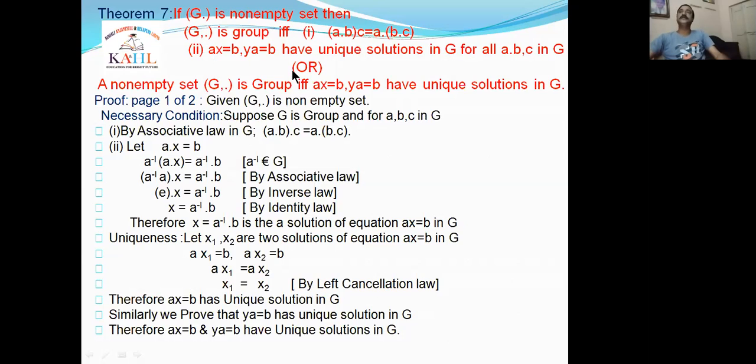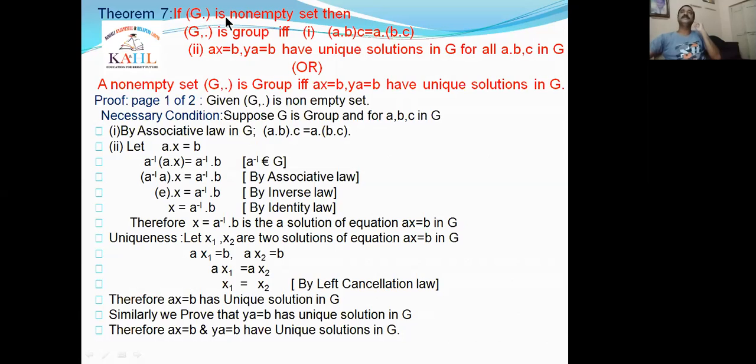Now we are writing it in another form. This question may be asked in the university question paper in another form, that is, a non-empty set G, dot is a group if and only if AX equal to B, YA equal to B have unique solutions in G. It is the most familiar question in the university question paper. It is the most important theorem. A non-empty set G, dot is a group if and only if the equations AX equal to B, YA equal to B have unique solutions in G.